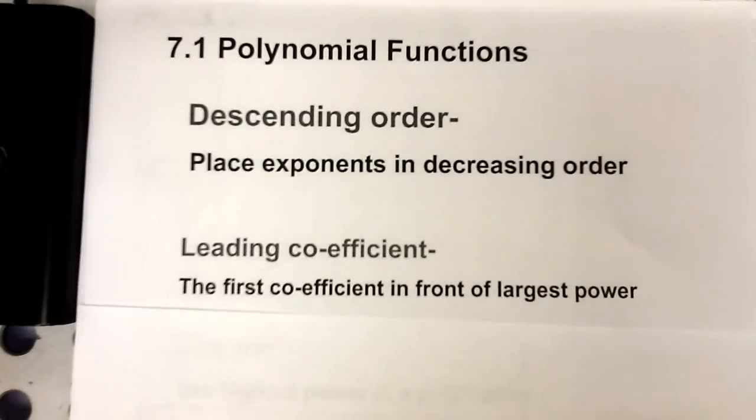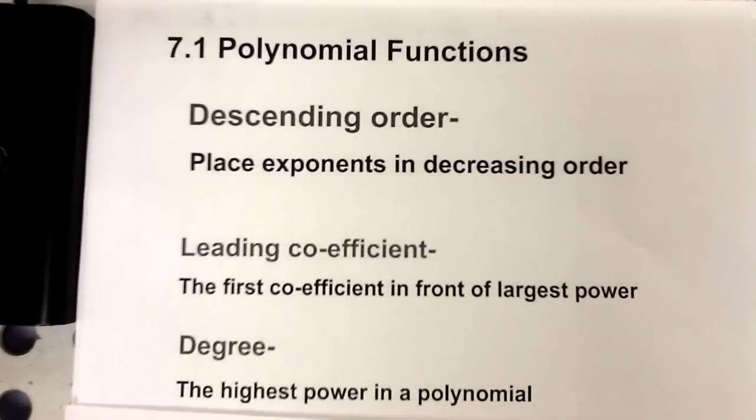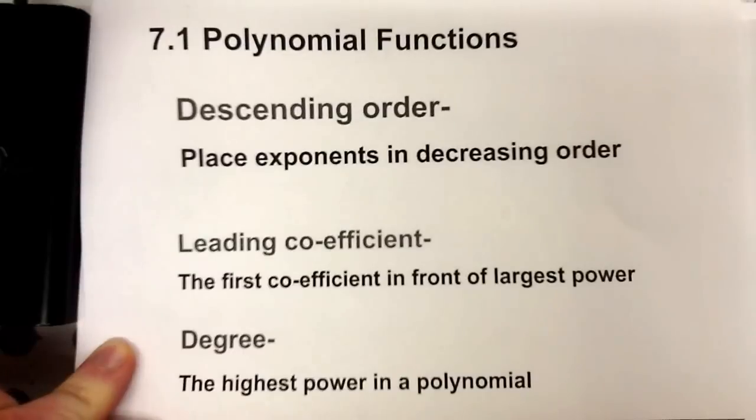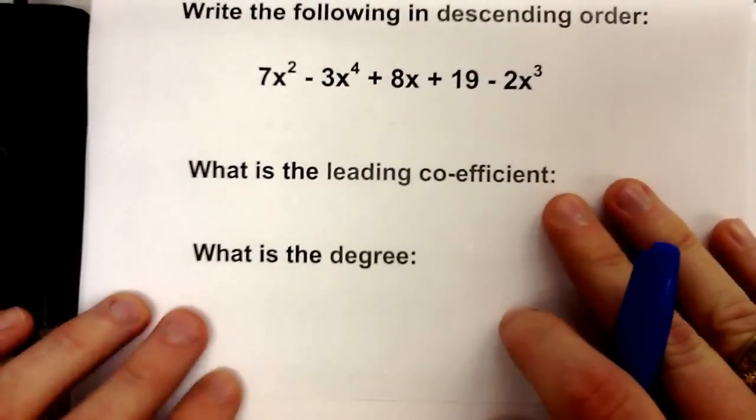Next thing, leading coefficient. That's the first coefficient. It's always in front of your largest power. Coefficient's the big number in front of x. Okay, whatever's in front, leading coefficient. And then degree is the highest power in a polynomial. Okay, so all those are going to be important words for this next section. And let's practice it a little bit.